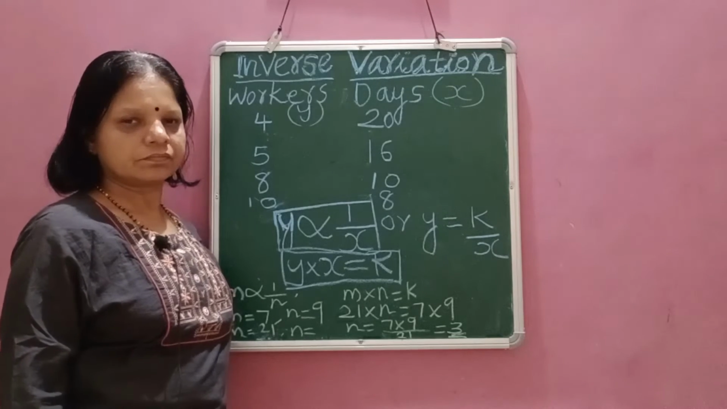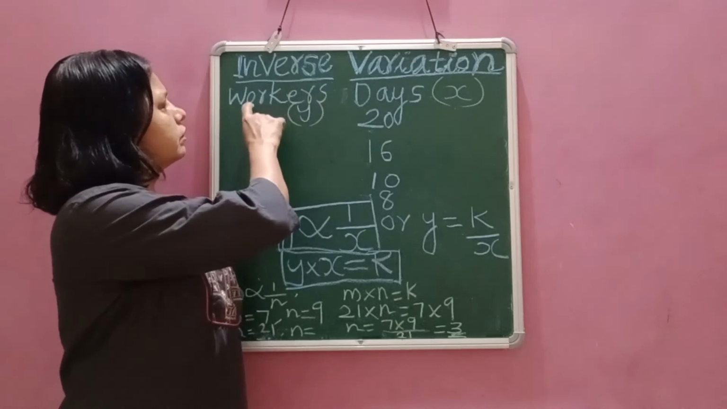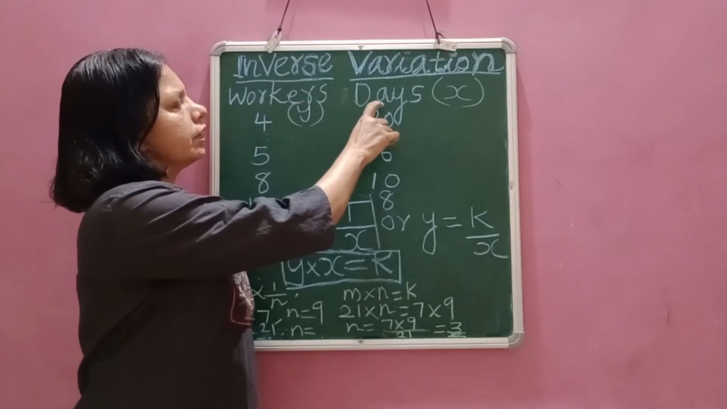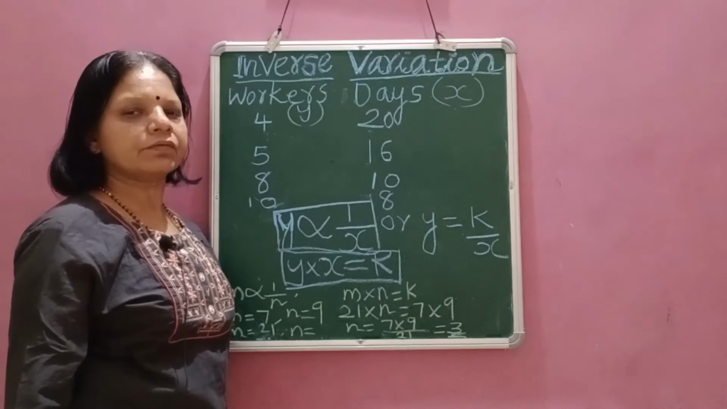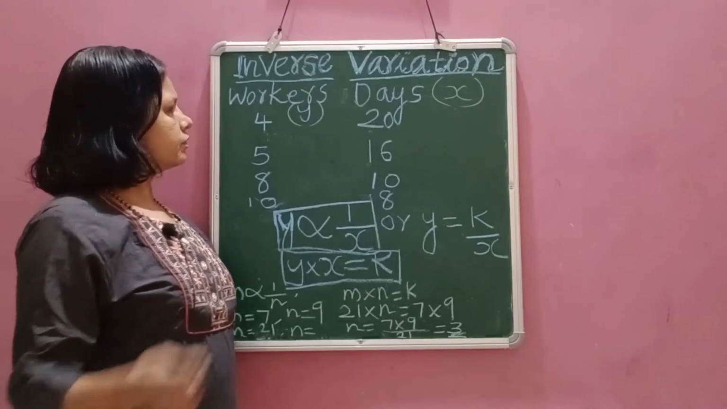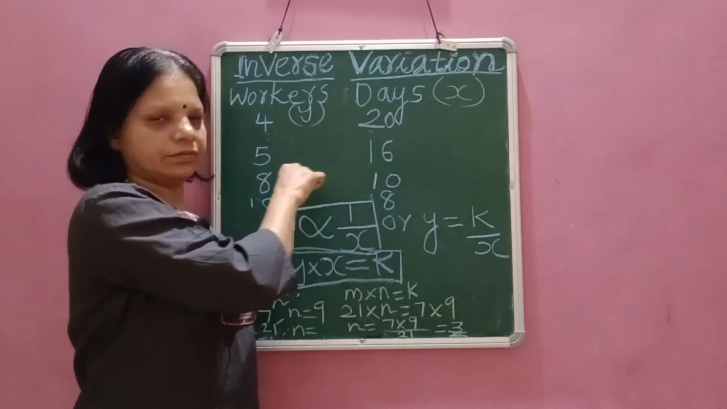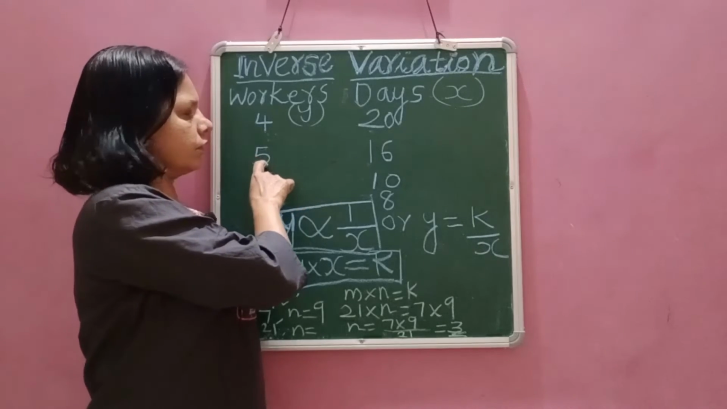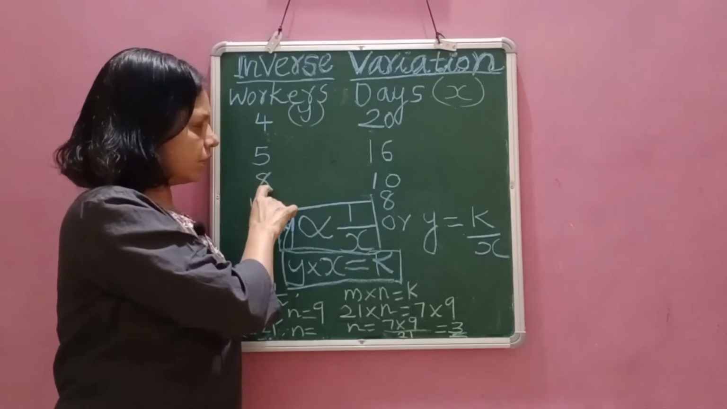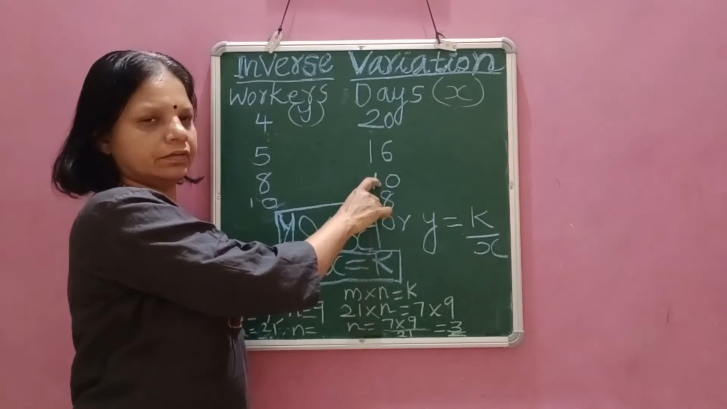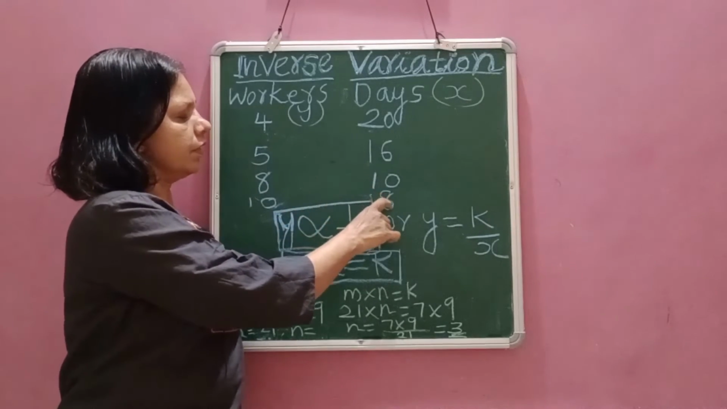The work is fixed, a particular work. So here the quantities are number of workers and days. Days means not time only, but the number of days to complete that work. See the cases. If there are 4 workers, the work will complete in 20 days. If there are 5 workers, the work will complete in 16 days. If there are 8 workers, the work will complete in 10 days. If there are 10 workers, the work will complete in 8 days.